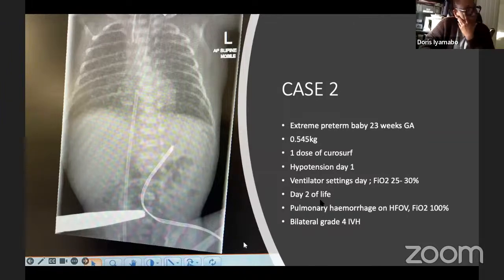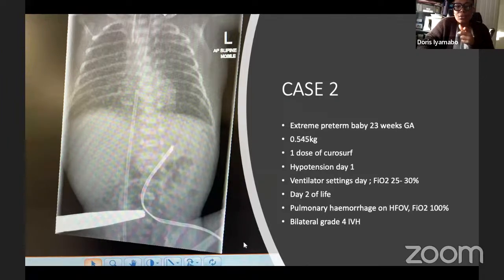So this one was an extremely preterm baby born at 23 weeks, weighing 545 grams. Had antenatal steroids, magnesium sulfate, born by SVD, had a dose of Curosurf, and was hypotensive on day one. The first day of life, the honeymoon period, was in 25 to 30% oxygen, 4 to 5 mils per kilo of volume guarantee, and then was minimally ventilated with minimal pressures of about 18 over 5. This ultrasound was done on day 2, and less than 24 hours after, the baby developed pulmonary hemorrhages, was on HFO in 100% oxygen and had bilateral grade 4 IVH.